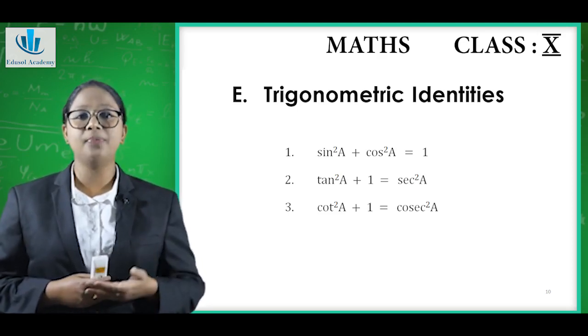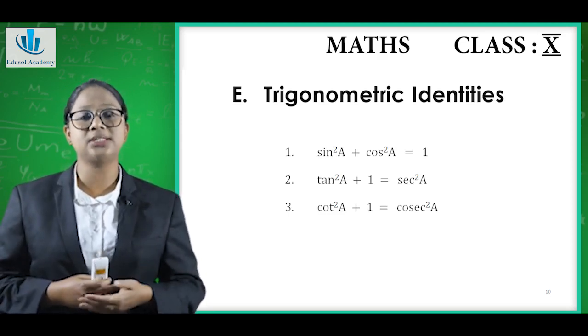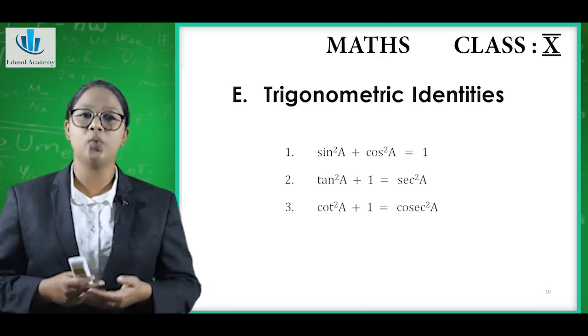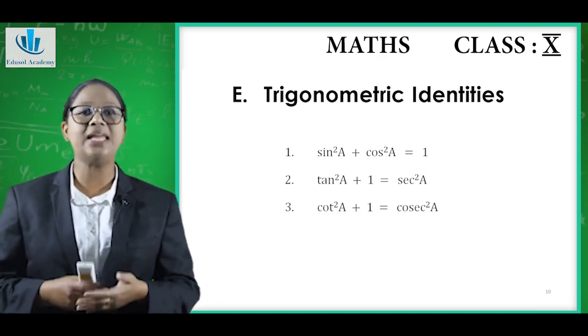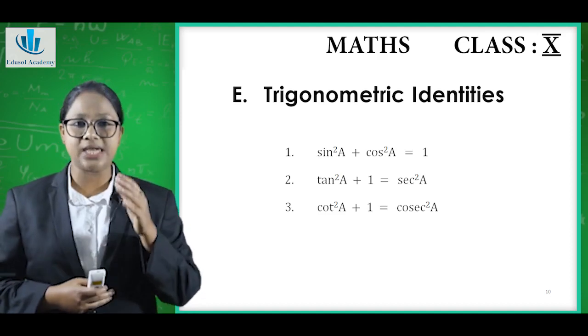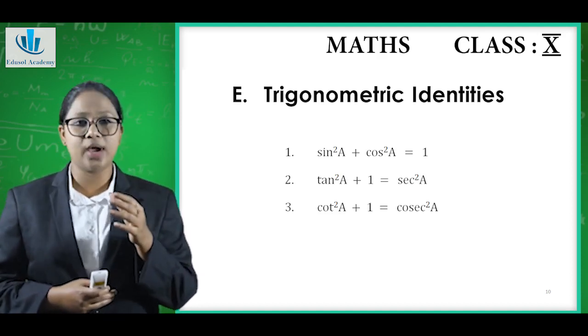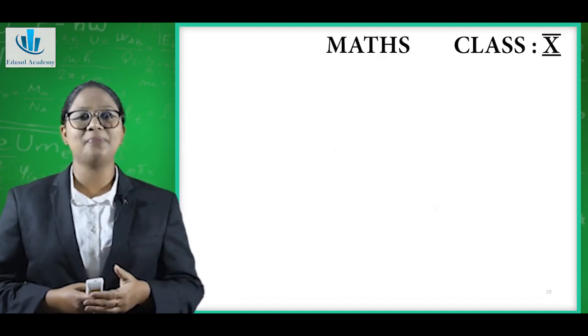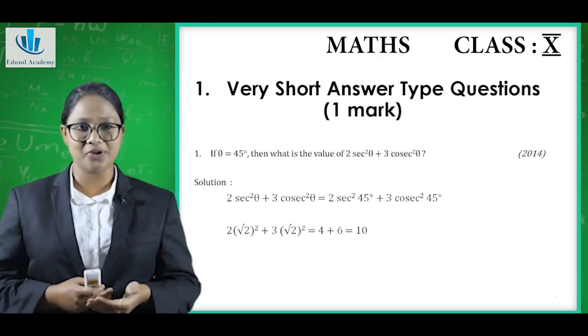And tan square 30 plus 1 is equal to sec square 30. Then cot square 2 plus 1 is equal to cosec square 2. So all you have to do is study the relation between sine square and these identities. Now we shall start doing the numericals.